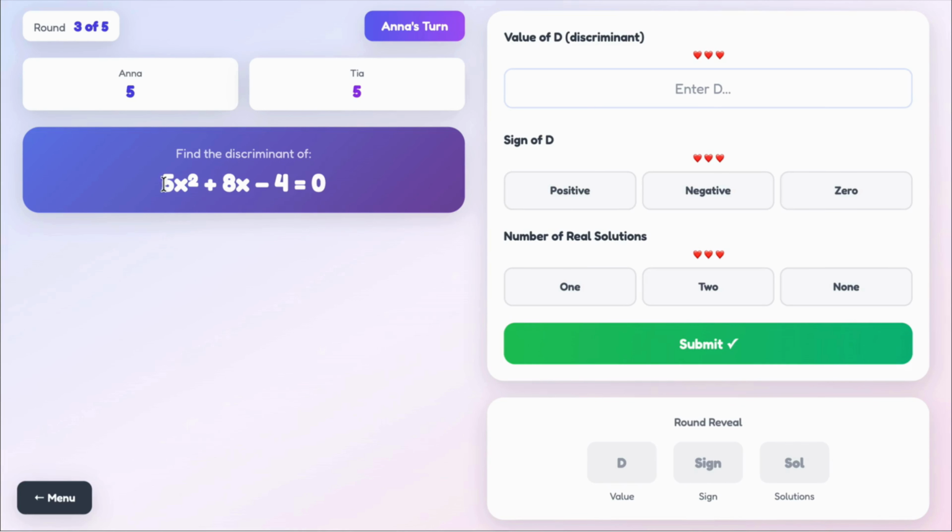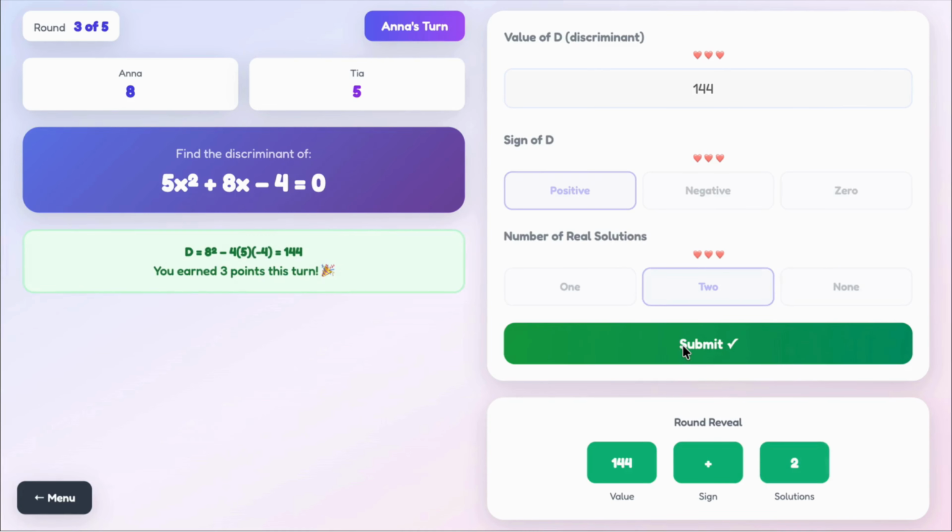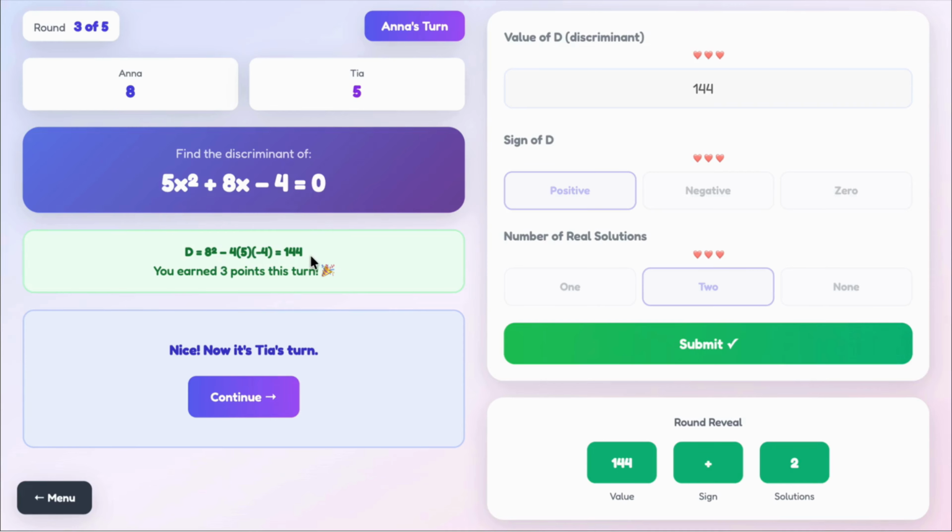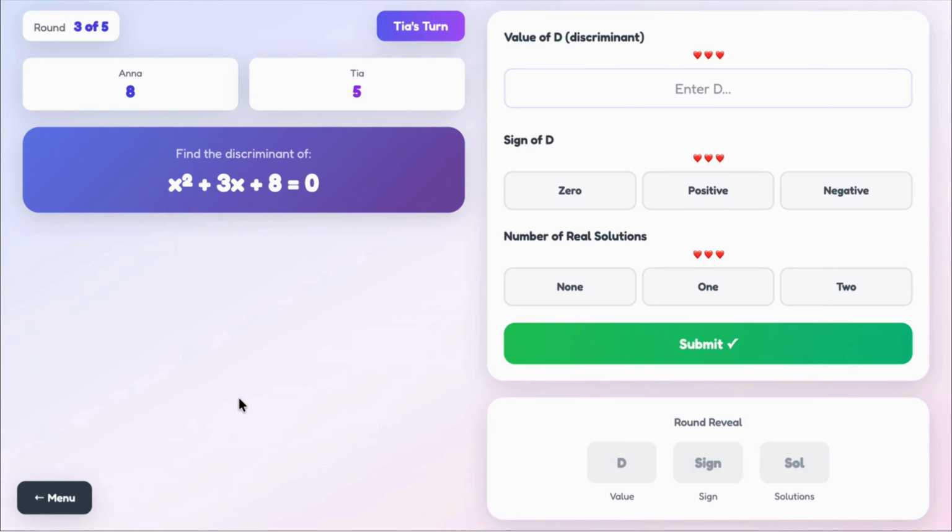64, that's going to be 20 times 4 is 80, plus 64 is 144. Let's check that. That's positive. Two real solutions. And again, you can see how it's worked out here. Let's do next. We're in round 3 still.